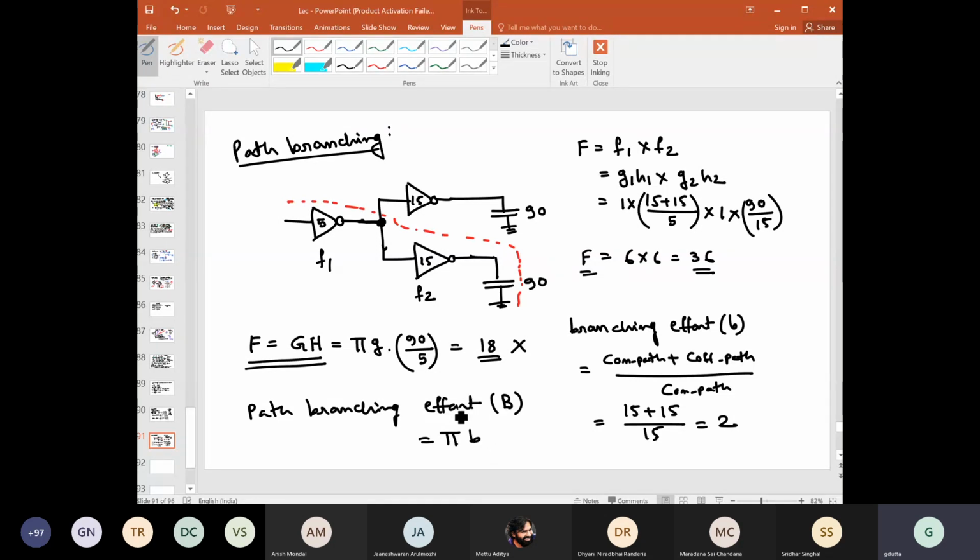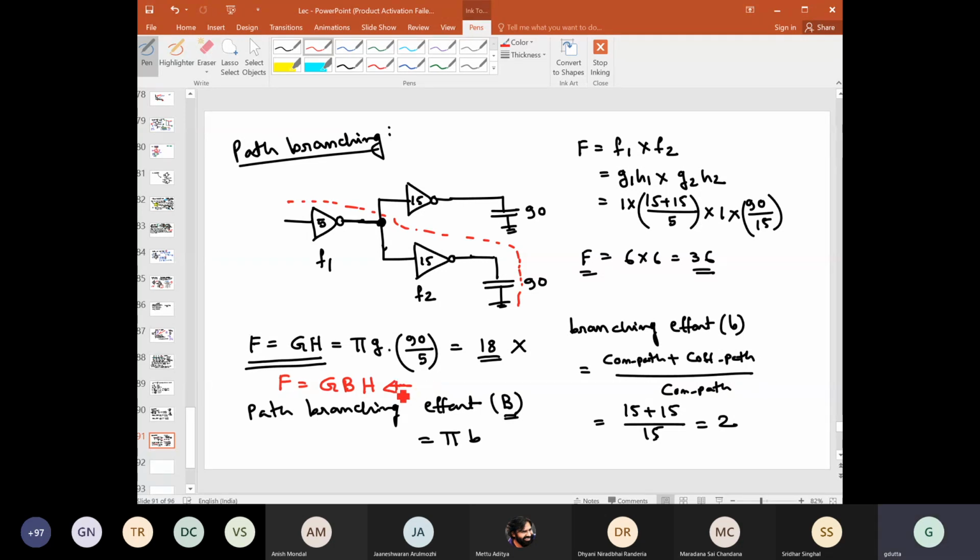Now we have introduced one more term here. See, F equal to GH is everything in terms of the total path. It is the path logical effort, and H also denotes the total path. And this B is also for the total path only. So this expression has to be corrected now, and it becomes F equal to GBH. This is valid.